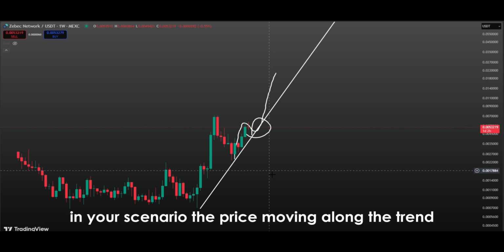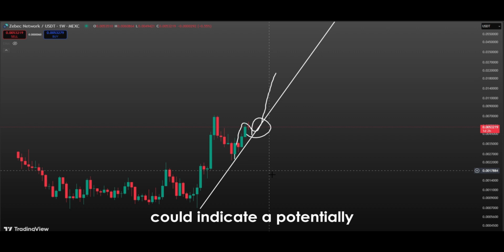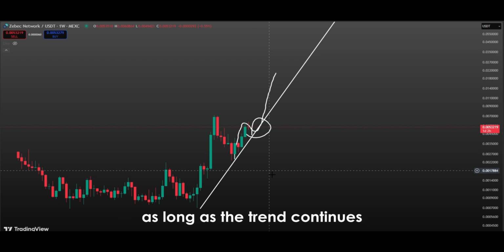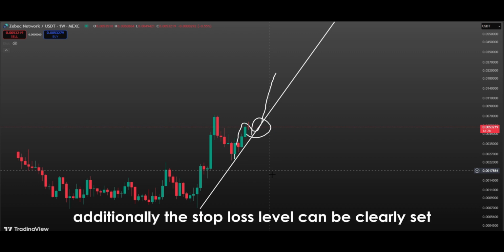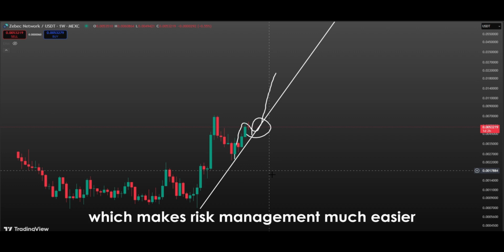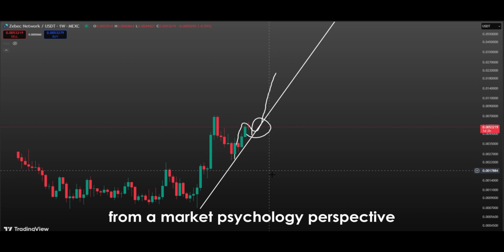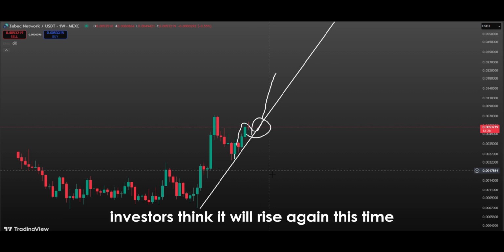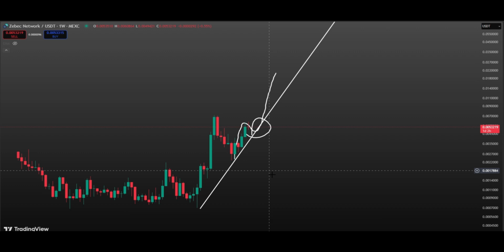In your scenario, the price moving along the trend could indicate a potentially very good buying opportunity. Investors who buy near the lower boundary of the trend can confidently aim for higher targets as long as the trend continues. Additionally, the stop-loss level can be clearly set just below the trend line, which makes risk management much easier. From a market psychology perspective, uptrends feed investors' confidence. Each time the price bounces up from the trend line, investors think it will rise again this time and are inclined to buy. This creates a self-reinforcing cycle. As long as buyers remain strong, the trend continues.